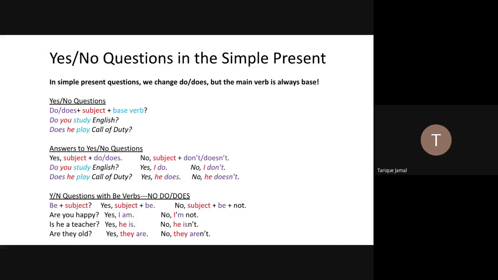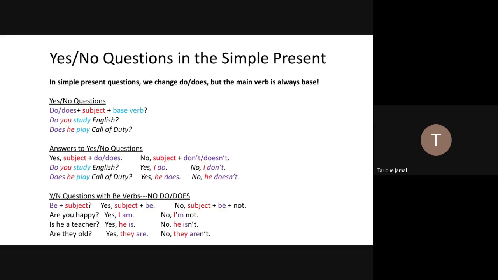Now we're talking about third person, the second one I'm talking about, all right? Does he play Call of Duty? So third person, remember he, she, it, we use does, right? For questions as well. And of course, when we talk about the negative or the positive, like does he play football? He does, right? So now, does he play Call of Duty? So that's how we do the questions for third person.